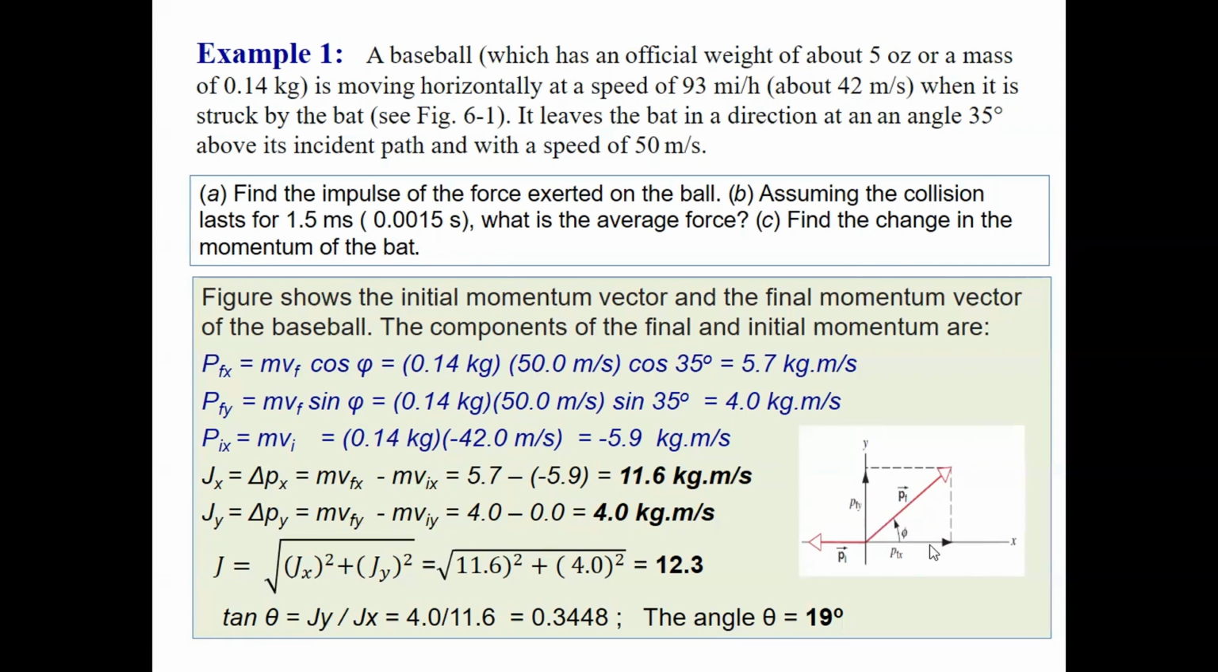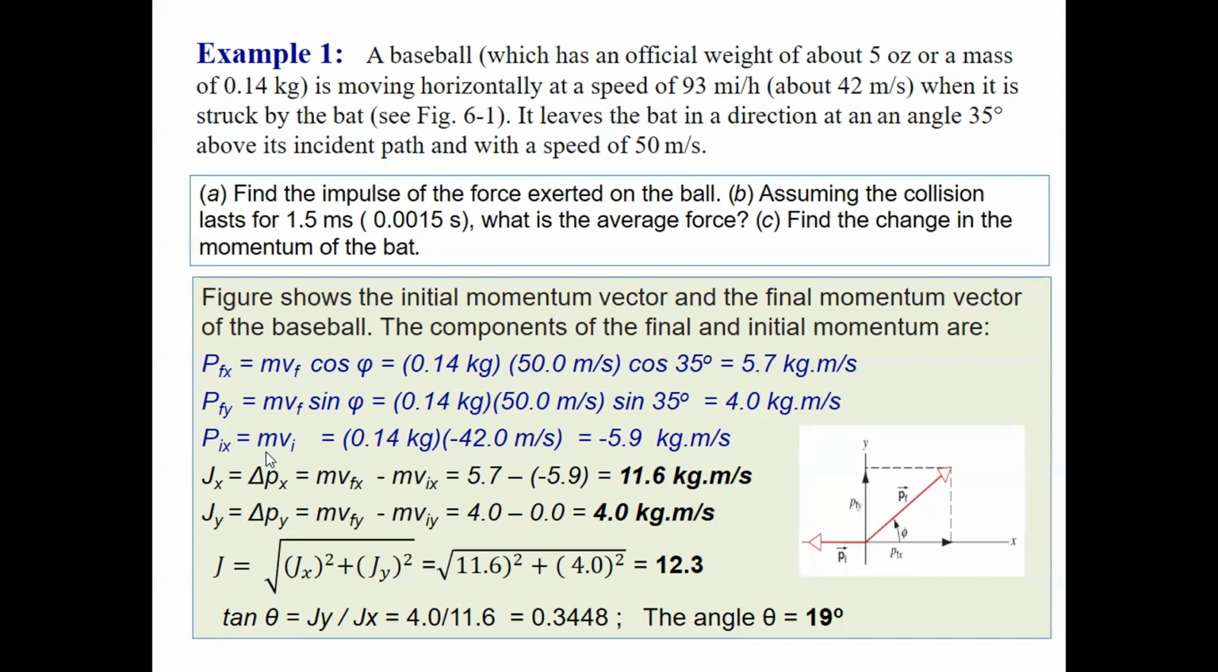Then let us find out the initial momentum and the final momentum. The final momentum x component is m into vf cos of phi, which we can calculate. And the final momentum y component is m into vf sine of phi. And by substituting the mass and the velocity, we can find out that the final momentum is 4.0 kg meters per second.